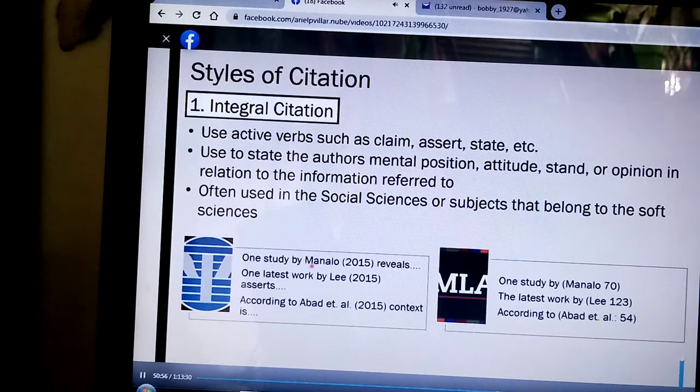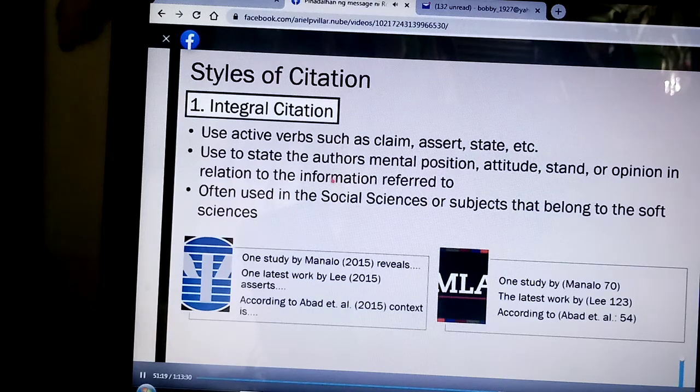One study by Manalo reveals, ito ay active verb, no? May verb ka agad. One latest work by Lee asserts, and so on. Okay? So, the first style of citation is the integral. Okay? Dalawa lang naman sila kasi. The first one is the integral, and the second one is the non-integral, which is on the next slide.